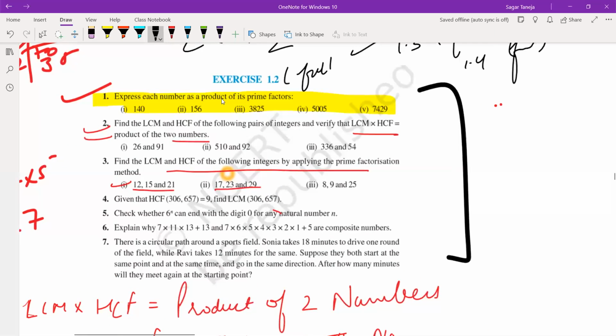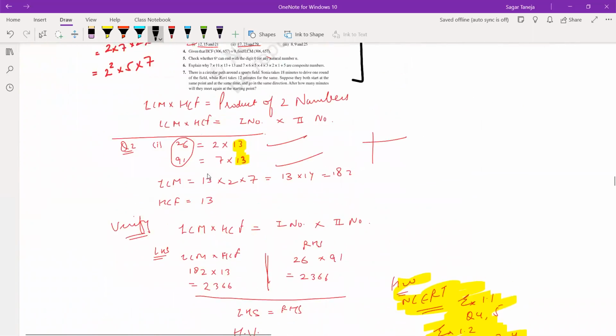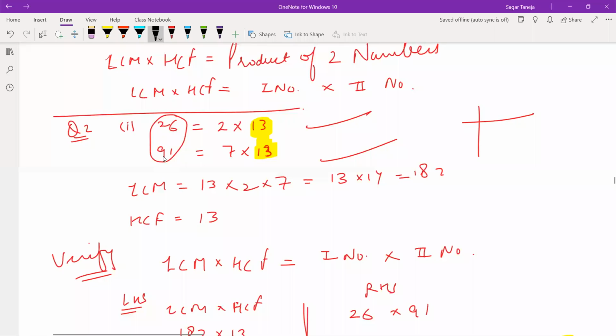See, question number 1: express each number as a product of its prime factors. So we have to write the prime factors of all. That is a very basic question. I'm not wasting my and your time in explaining this first question. Second is all about finding LCM and HCF with the help of this formula or verifying with this. So this is 26 and 91. We have already done this. 26 factors are 2 into 13, 91 factors are 7 into 13. So whatever is common is HCF, and whatever is common we'll write in LCM. Rest 2 and 7 will also be written and multiplied, and this is the LCM 182.